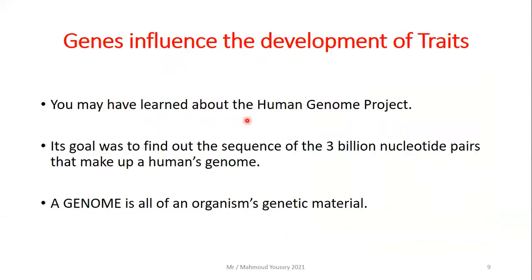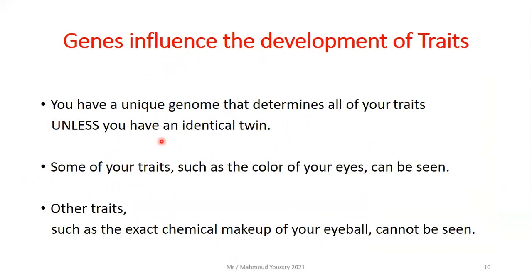You may have learned about the Human Genome Project. The word genome, what does it mean? A genome is all of an organism's genetic material. All of the organism's genetic material is named genome. The goal of the Human Genome Project was to find out the sequence of the 3 billion nucleotide pairs that make up a human's genome. You have a unique genome that determines all of your traits unless you have an identical twin. So in this case, they also have the same genome.